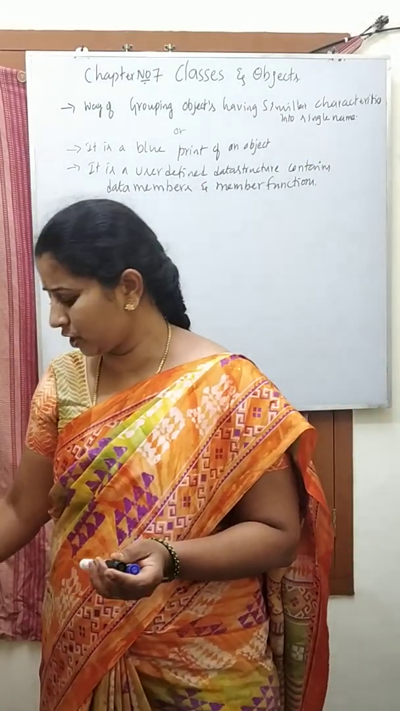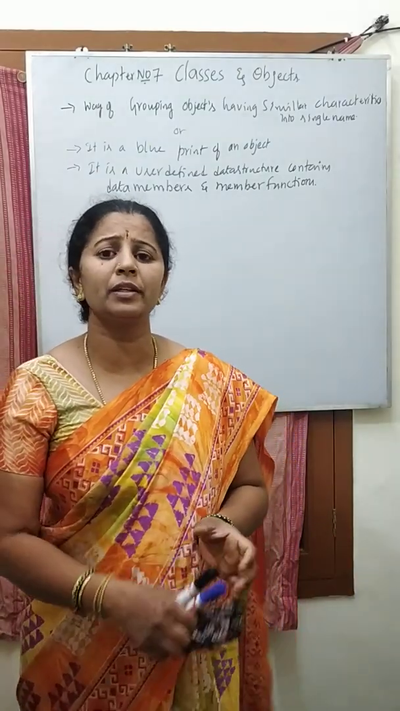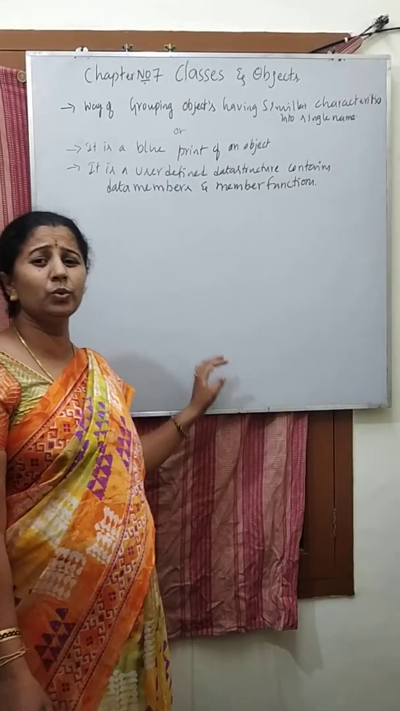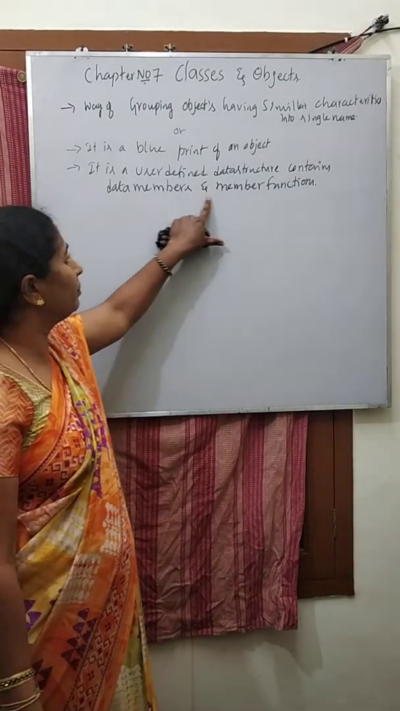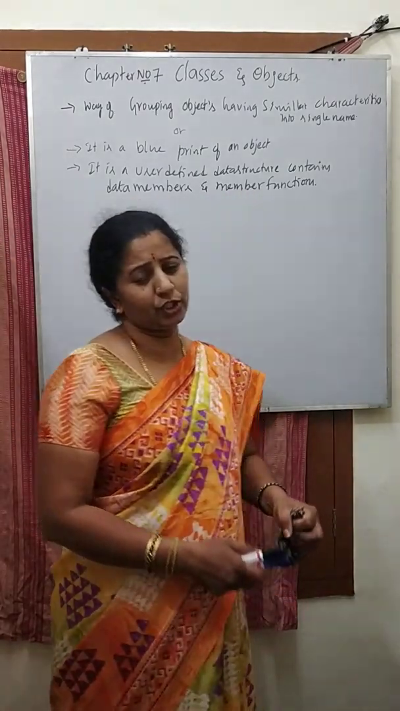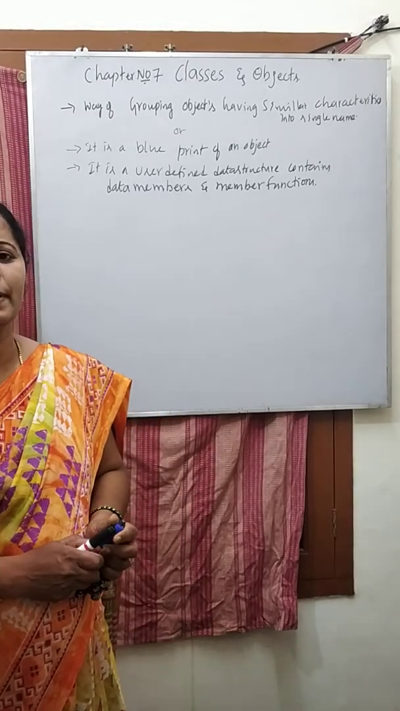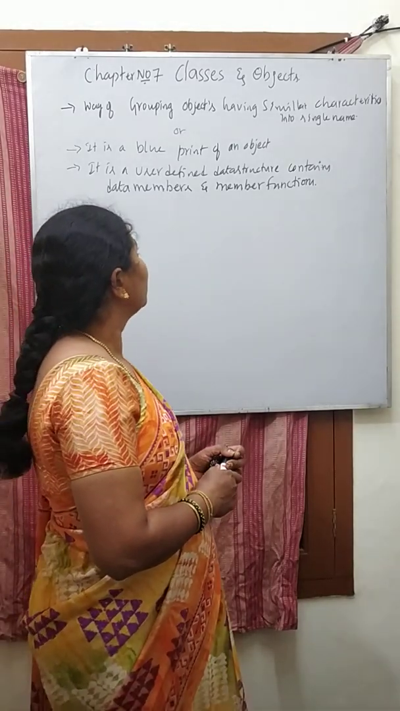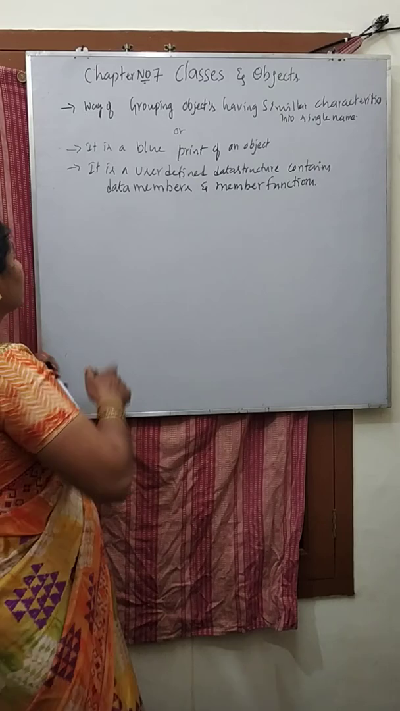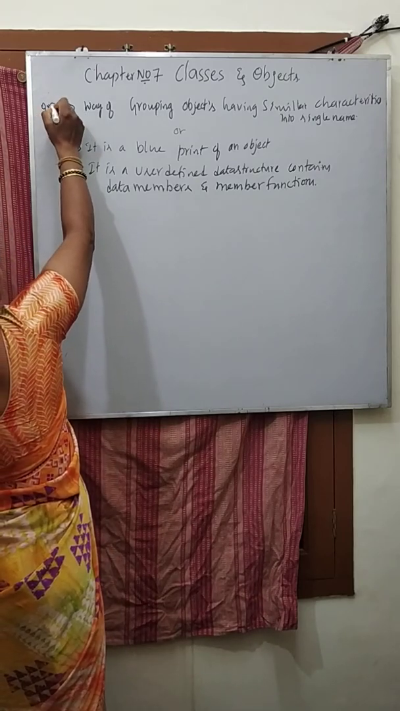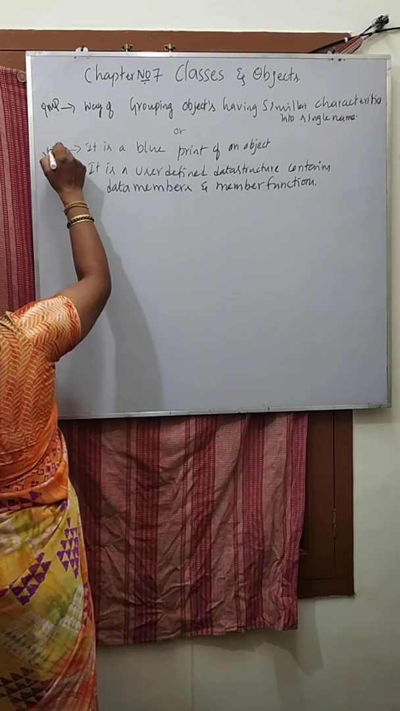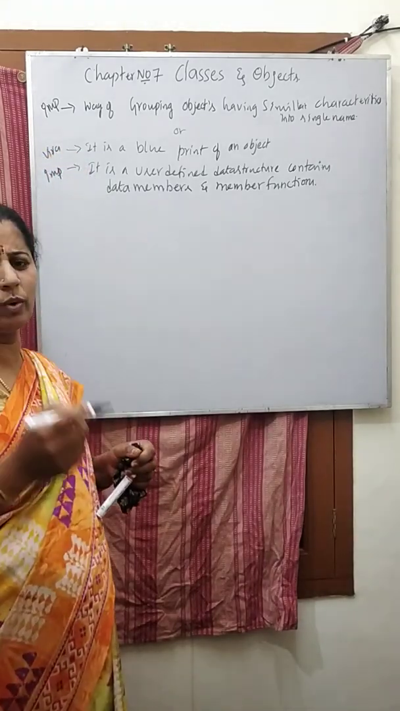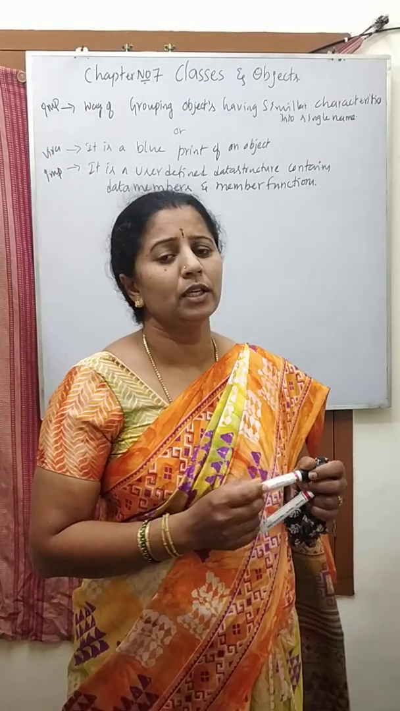The data structure which is created by the user is called a user-defined data structure, and it contains data members and member functions. Data members and member functions. Here there are 3 definitions. This is a very important definition. These 2 are important definitions. You can write this for Viva as well as even for 1 mark. You will get the marks.